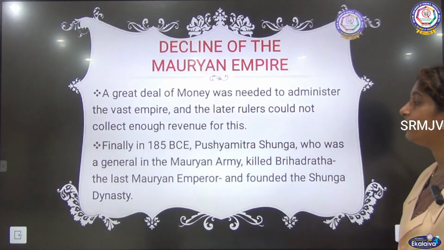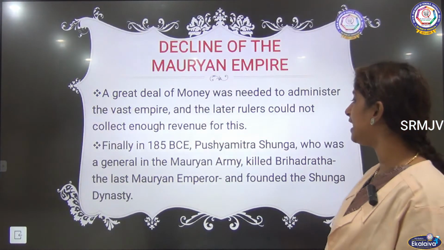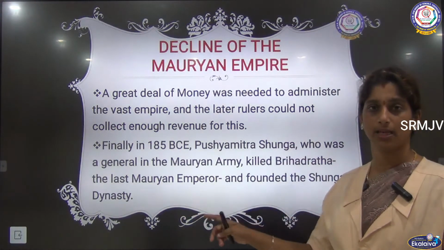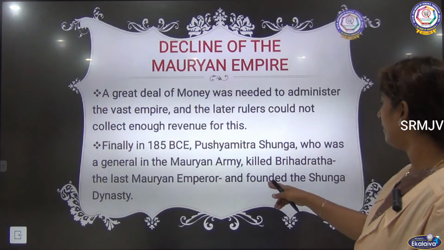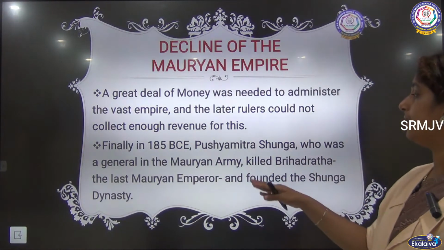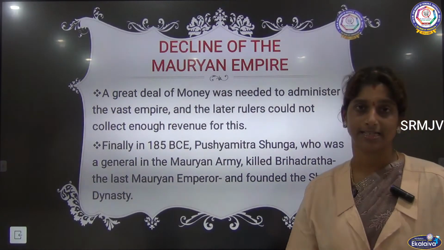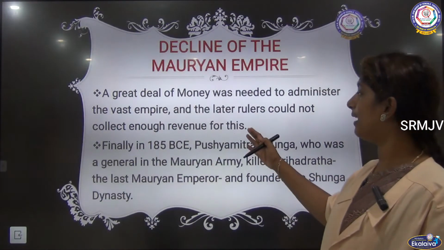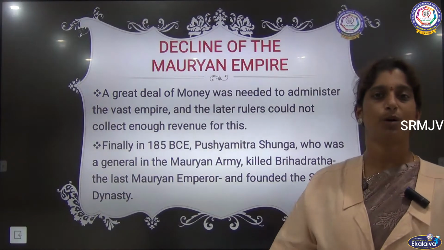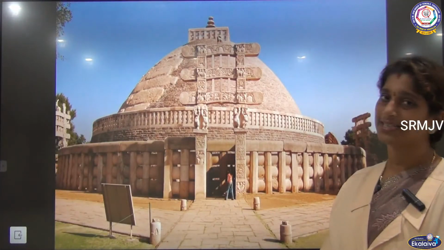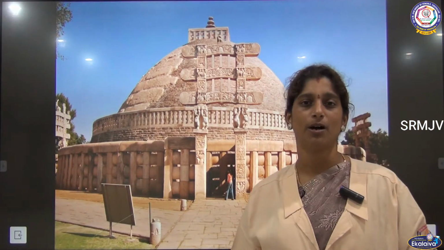And finally, in 185 BCE, Pushyamitra Shunga, who was a general in the Mauryan army, killed Brihadratha, the last Mauryan emperor, and founded the Shunga dynasty. So in 185, this Mauryan Empire completely came to an end. With that, we have come to the end of the Mauryan Empire.